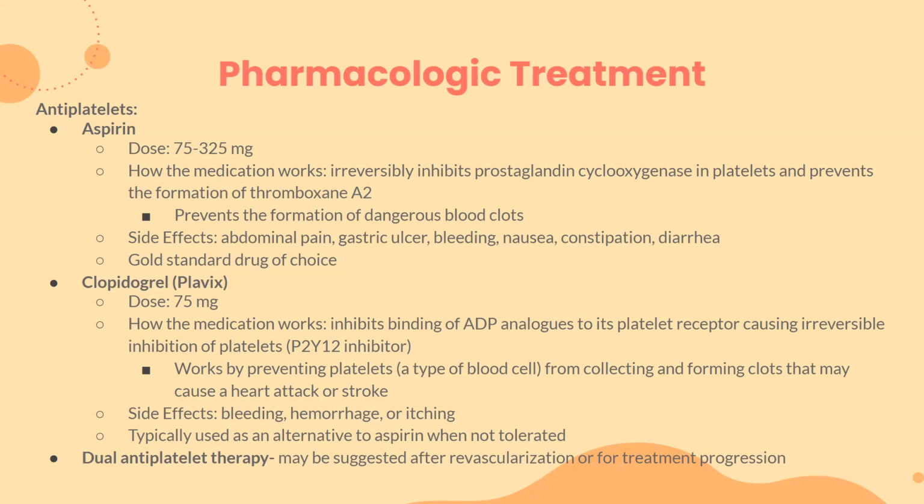Typical side effects to expect with this medication are abdominal pain, gastric ulcers, bleeding, nausea, and constipation. So our next agent is clopidogrel, and this agent is typically reserved for patients who are unable to tolerate aspirin, but it's also another agent that works to prevent platelets from collecting and forming clots that can further cause a heart attack or a possible stroke. So this medication is typically well tolerated. It can, of course, cause bleeding, hemorrhage, or itching, but it's generally well tolerated.